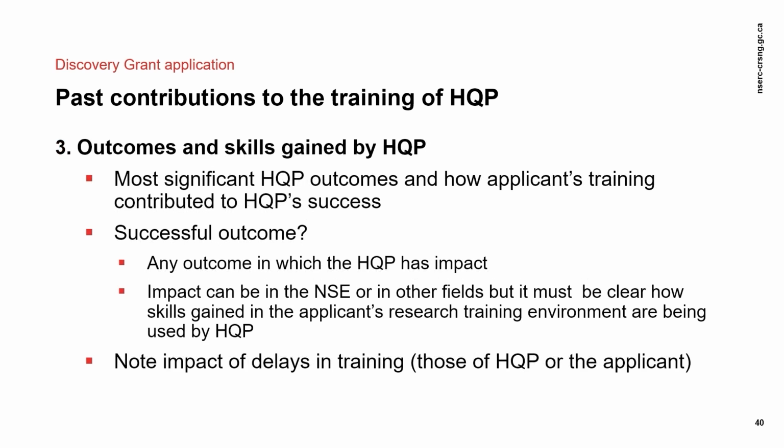In the Outcomes and Skills Gained by HQP component, you should describe your most significant examples of HQP and explain how your training contributed to their success. A successful outcome can be broadly defined as HQP doing something that has impact. This impact can be in the NSE or outside, but it needs to be made clear in your application how the skills gained in your research training environment are being used.